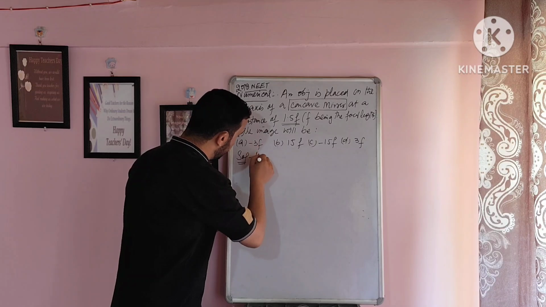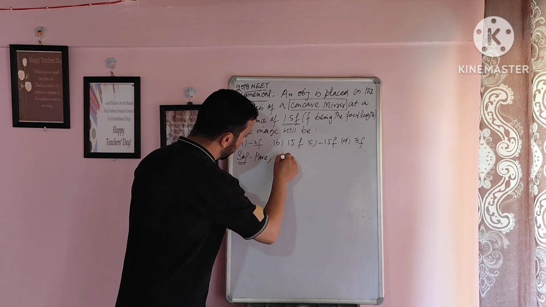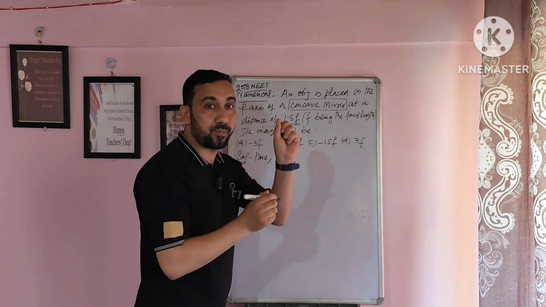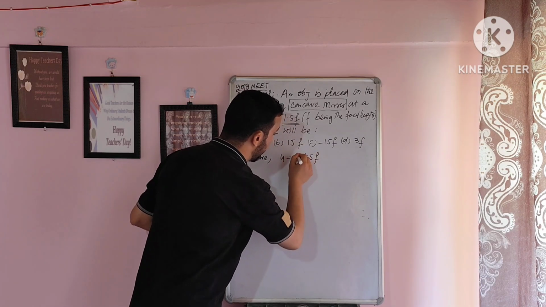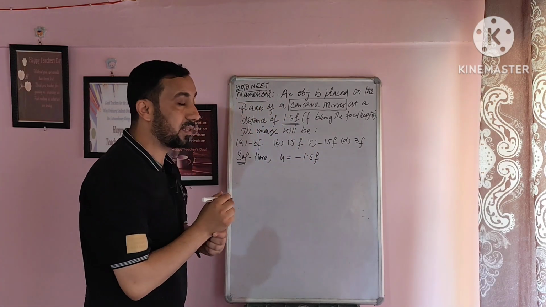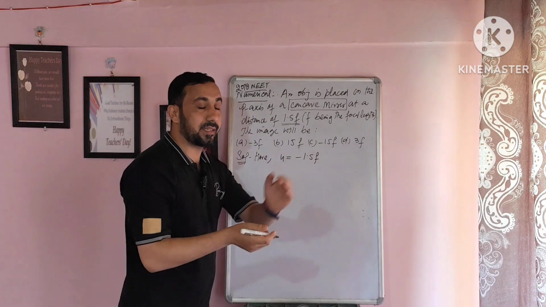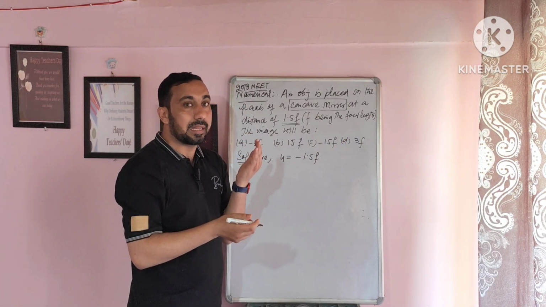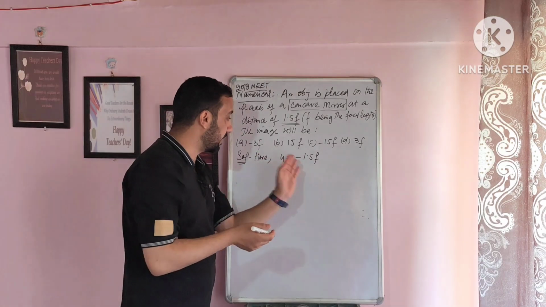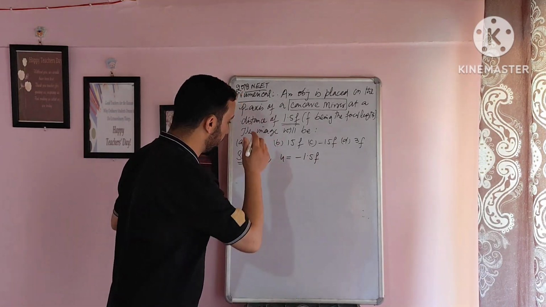So here in the question we can use u for object distance, and it is 1.5 f, but I will place a negative sign with the object distance because the object is always placed on the left side of the mirror. So is the case, I have placed a negative sign with 1.5 f.